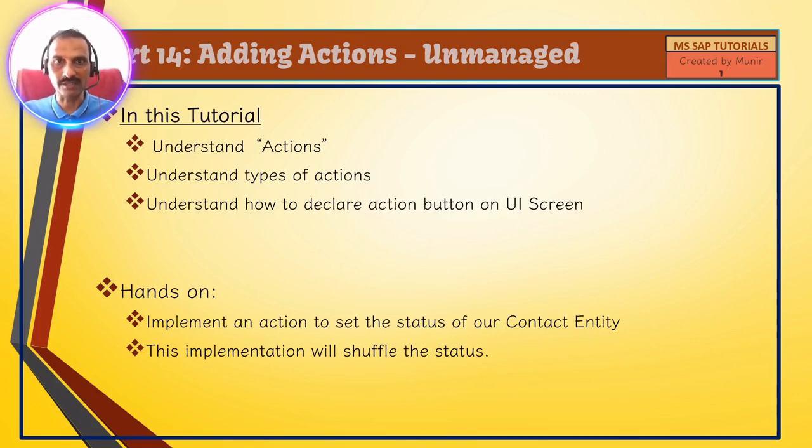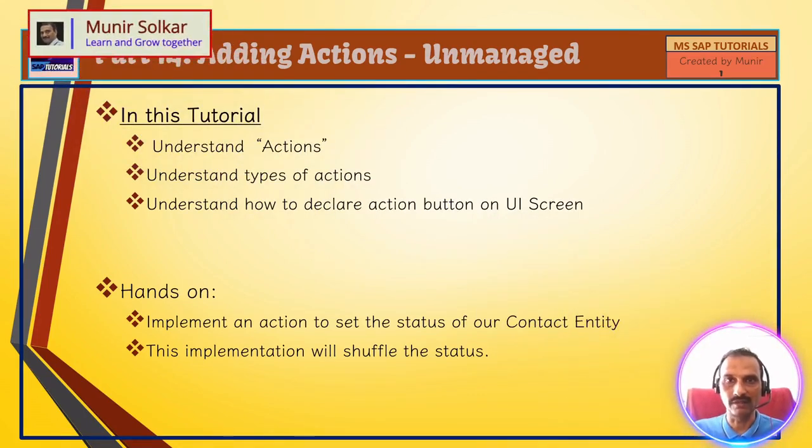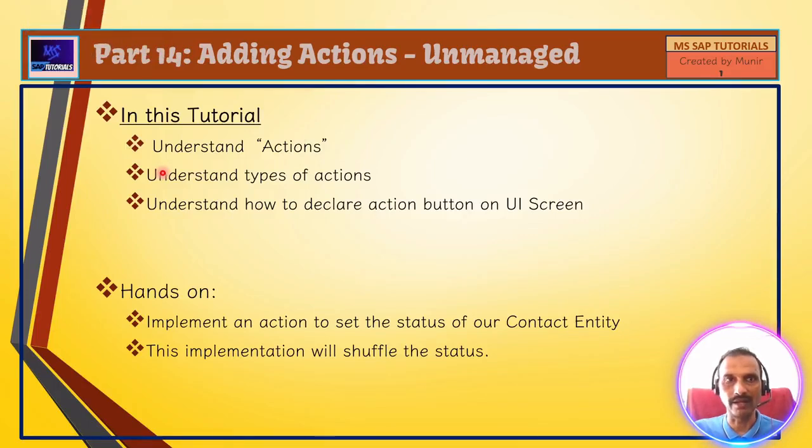So in today's session, we will try to implement the action in our application. We'll first understand what actions are and the types of actions, then understand how we can declare it. And then finally, we will implement an action for our status to change the status, to shuffle the status from yes to no and no to yes.